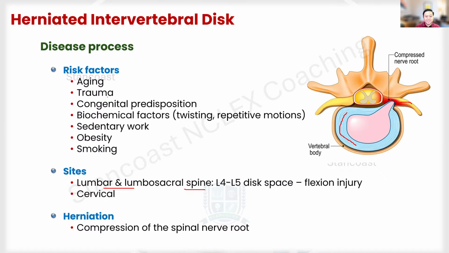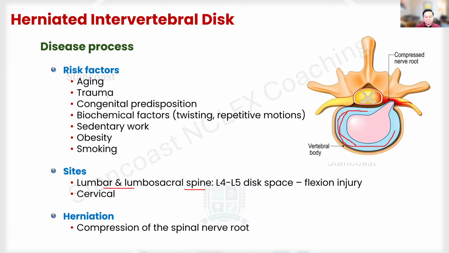Again, this is the disc right here, that gel-like structure. And this is the annulus, the one in the blue color. With this protrusion of the annulus and also the gel-like structure, causing pressure into the nerve root. So that's actually herniation itself.